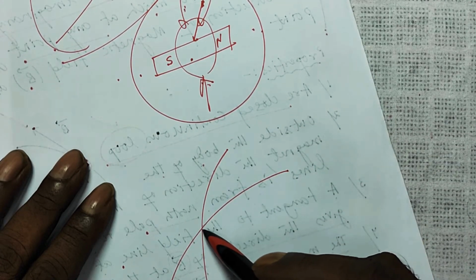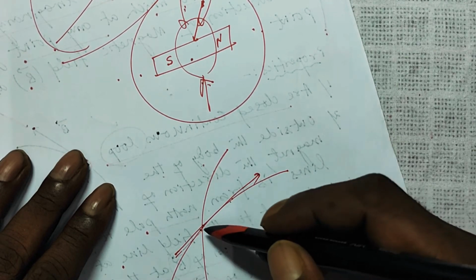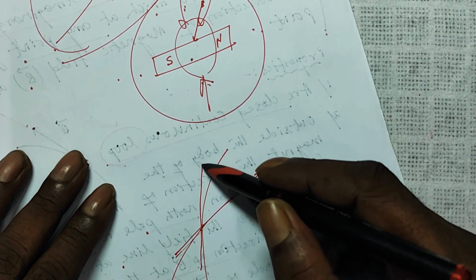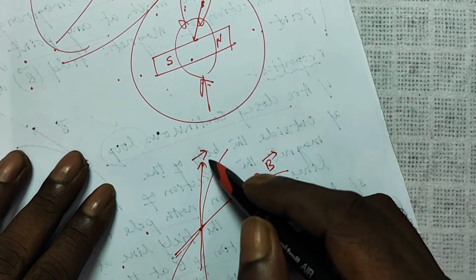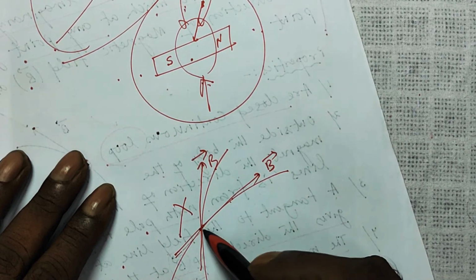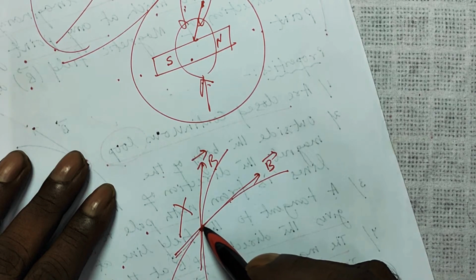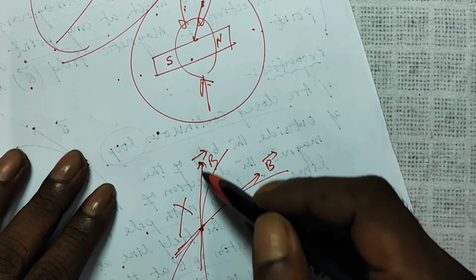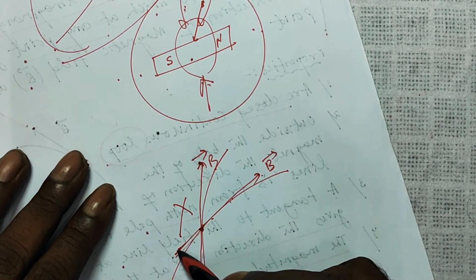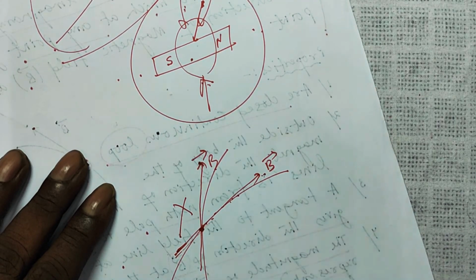If it is so, at this point you can draw a tangent to this line, and at this point you can draw a tangent to this line also, which means at this point the field is in two different directions, which is not possible, because if you keep a compass needle here, it will point only in one direction, either in this direction or in this direction. That is the same thing as saying it has a unique direction at a given point, not two different directions.